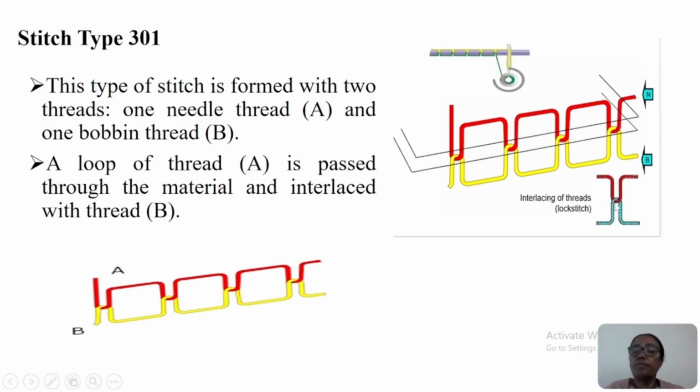This one. So the big group, or it can come from the bobbin case. So these two threads are interlacing. It forms a stitch like this. A and B. A from the needle, B thread travels from the bobbin. So these two threads are interlacing together.